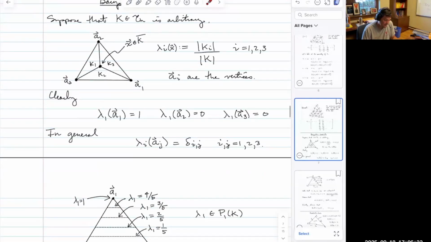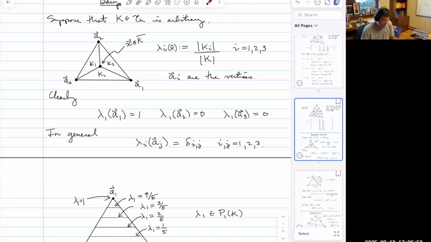Okay, so these are the vertices. This barycentric coordinate is computed relative to each one of these three vertices via this formula. Now, for A1, lambda 1 is clearly equal to 1 whenever X is equal to A1. That's because in that case, the point X is here, and so this triangle K1 is the whole triangle. So the area of K1 over K is 1.